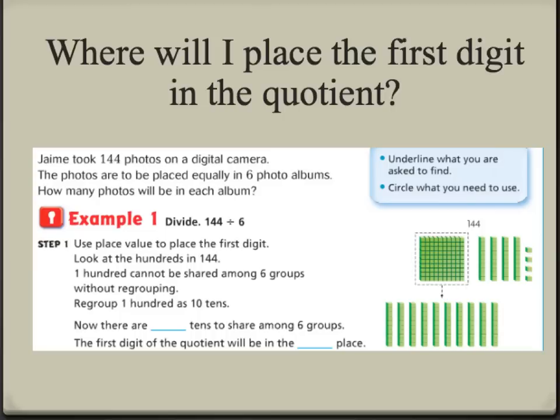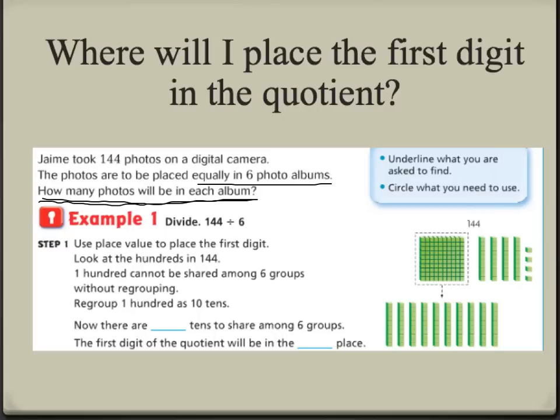And let's look at a word problem. Jamie took 144 photos on a digital camera. The photos are to be placed equally in 6 photo albums. How many photos will be in each album? This is what we're working towards.